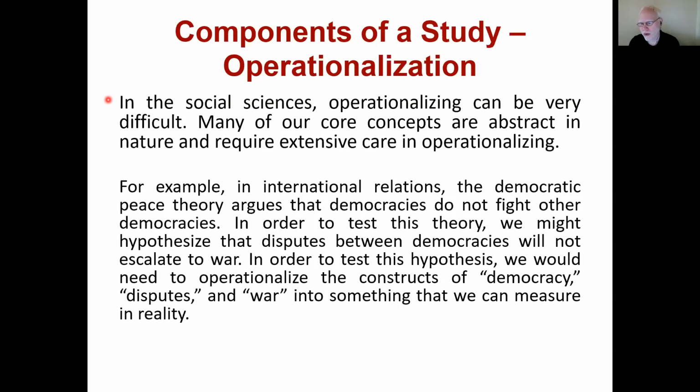For example, in international relations, the democratic peace theory argues that democracies do not fight other democracies. So if you're a democracy, you're not going to fight another democracy. That's what the theory says. Now, in order to test this theory, we might hypothesize that disputes between democracies will not escalate to war. We'd need other hypotheses too, but this might be one. So if two democracies get into a dispute, they're going to solve it through peaceful means, not go to war. Now, in order to test this hypothesis, we need to operationalize the constructs of democracy, disputes, and war into something we can measure in reality.